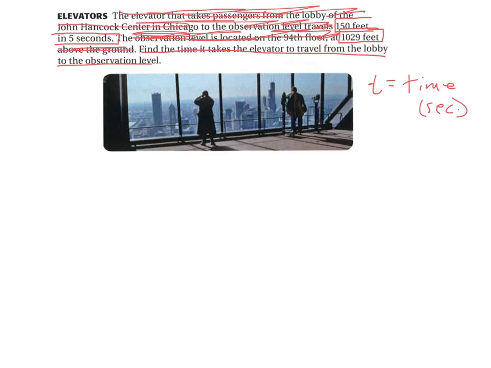Okay, so now we can write our proportion because this is a proportional relationship. I know that it goes 150 feet in 5 seconds. And this is going to be proportional, so it's going to be equal to, and I have 1,029 feet. Now, since I have the feet on top in my first fraction, I need my feet in the numerator in my second fraction, 1,029. And T in this case is going to go in the denominator.